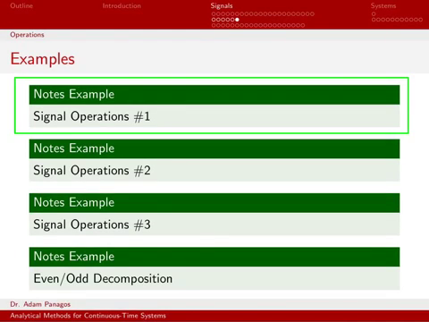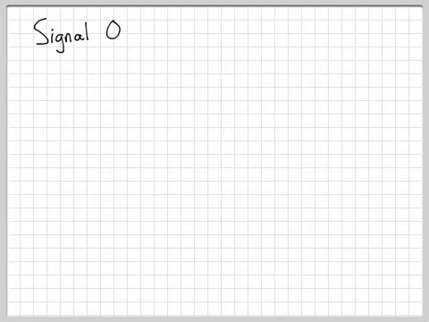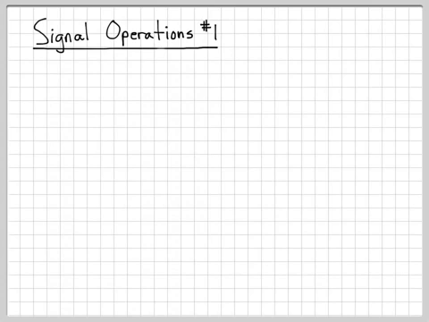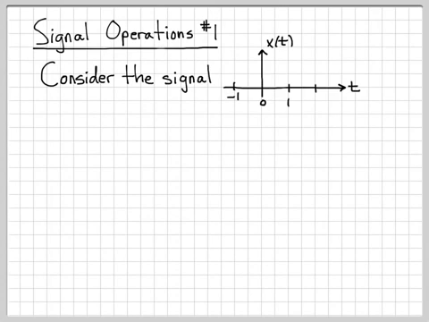So let's go ahead and work a few examples of using these new signal operations. In this first example video, we'll just keep it pretty simple. We'll just do one type of operation at a time. So we're going to be working with the signal x of t that looks like this. It's kind of this rectangle followed by a triangle. So that is our base signal x of t.